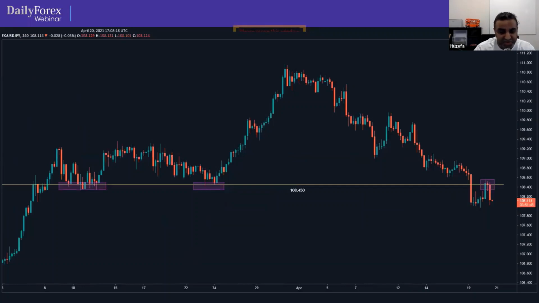And Aussie dollar, US dollar. Sorry, Aussie dollar yen. What am I talking about? US dollar yen. So dollar yen, bearish. Apologies for getting my pairs mixed up. 108.45, support broken, bearish on dollar yen.